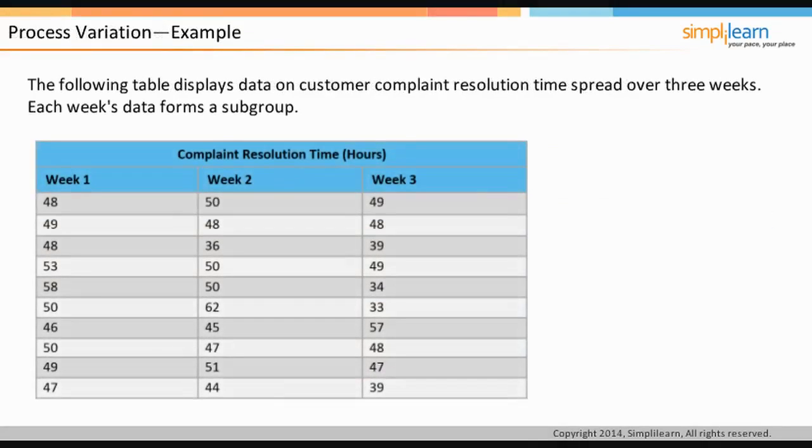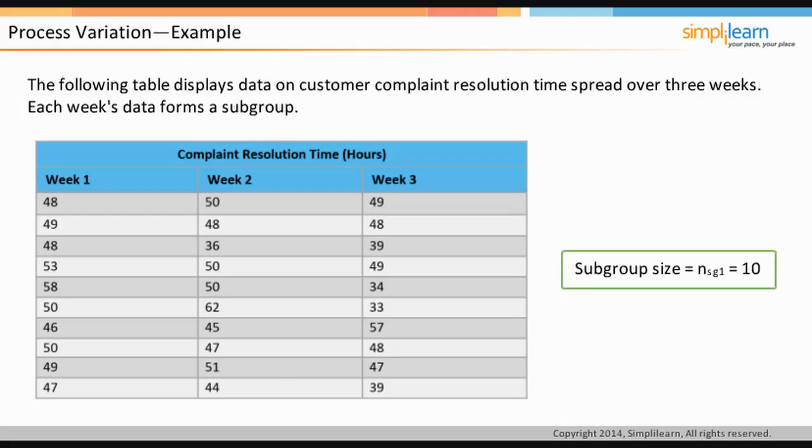The table on this screen shows data for customer complaint resolution time over a period of 3 weeks. Each week's data forms a subgroup. For example, the resolution time is 48 hours for a particular case in week 1. In week 2, the case takes up 50 hours, and in week 3, it takes about 49 hours. The subgroup size is 10.